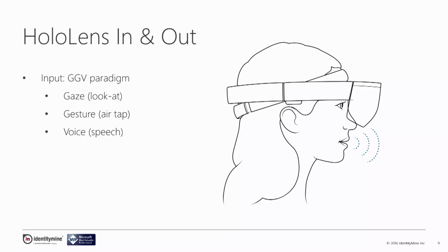There are a few more gestures. You can also do a tap and hold for scrolling or something like that. And also a built-in gesture is the bloom gesture. This is how you can bring up the start menu. And you notice it's quite limited input. So speech is a very important input paradigm with the HoloLens, and it does a very good job. It even works better than with Xbox One.